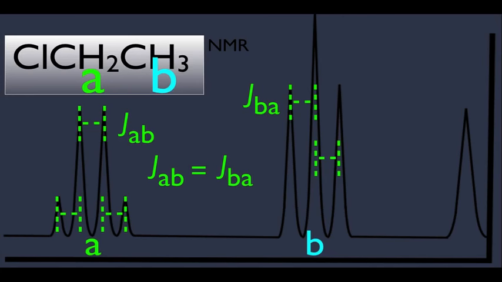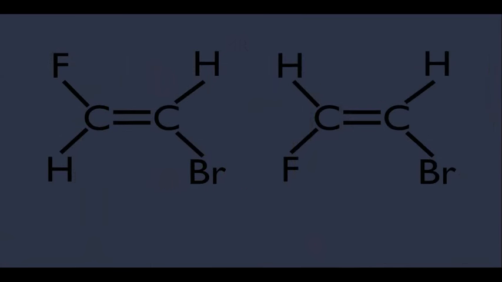But there's something else we can use J values for. Let's look at this example right here. Look at these two molecules. Notice they have the same number of atoms, they've got the same connections here, but one of them is trans, in the sense that the F and the Br are trans and the H's are trans to each other, whereas this molecule is the cis version.